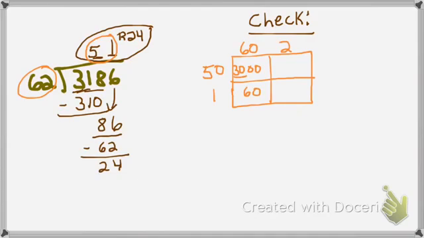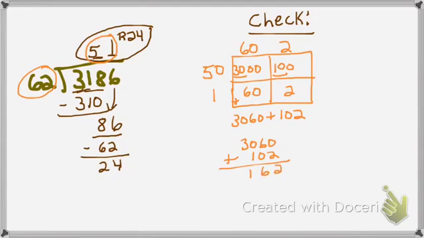Let's move up in the top right-hand corner. 5 times 2 is 10, plus 1 0 gives me 100. And 1 times 2 equals 2. So I'm going to add these together. 3,000 plus 60 equals 3,060, plus 100 plus 2 equals 102. Let's add those together, lining them up. 0 plus 2 is 2, 6 plus 0 is 6, 0 plus 1 is 1, 3 plus nothing is 3.